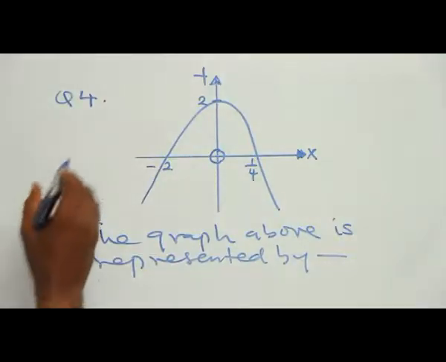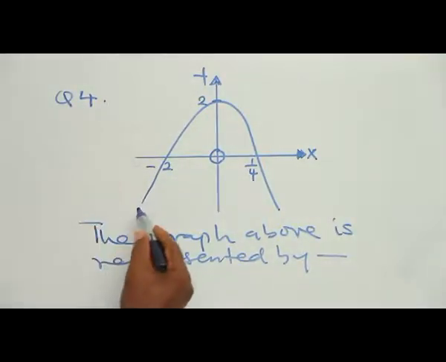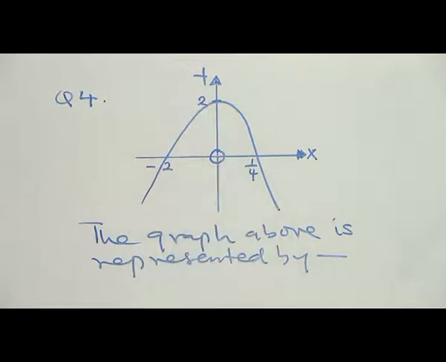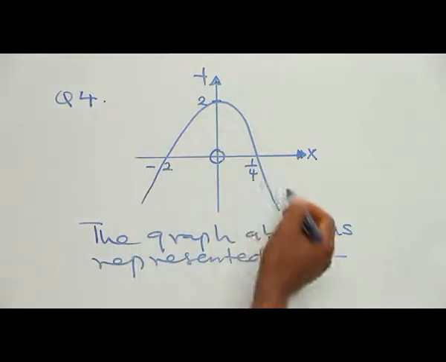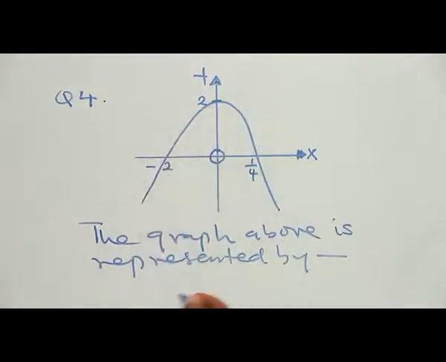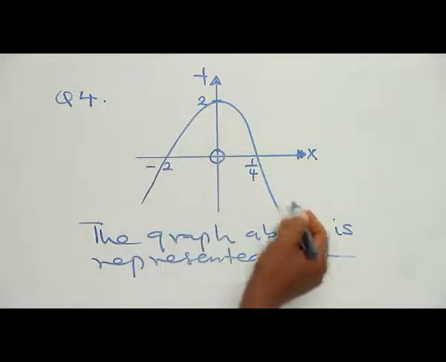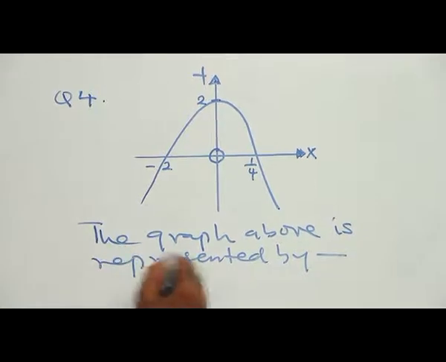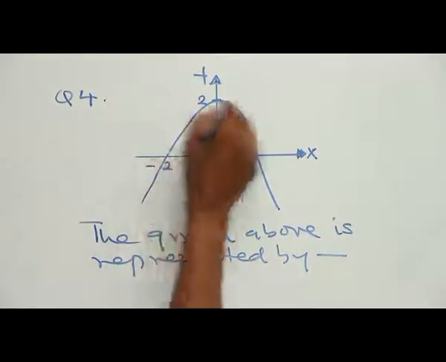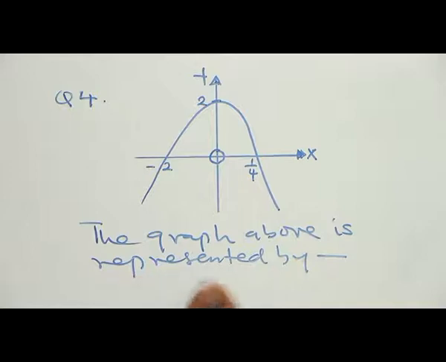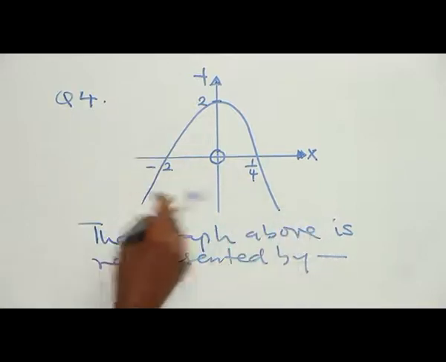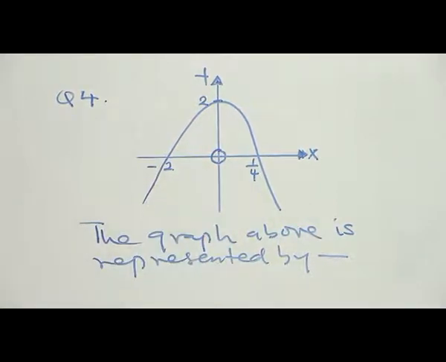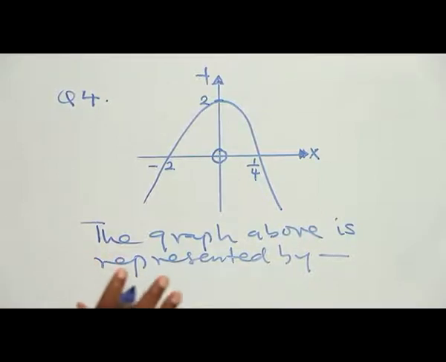Here is another question, example 4, and here we have a graphical representation of a quadratic equation or function. This graph is a parabola representing a quadratic function. Now, we have to write the equation of this graph. So the graph above is represented by dash. What equation represents this graph? Please, this is quite easy.